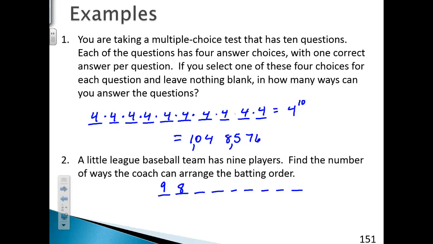And then that player goes up to bat. They can't bat again, so we're left with 7. And then that one is chosen, they go to bat, we're left with 6. And then 5, 4, 3, 2, and 1. Fundamental counting principle says multiply all those together. And that, just using your calculator, you can do 9 times 8 times 7 times 6, etc., down to 1. And that's 362,880.